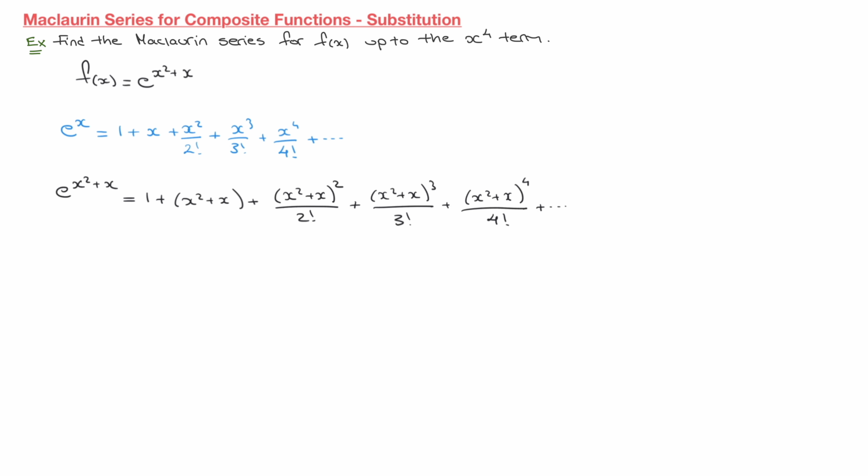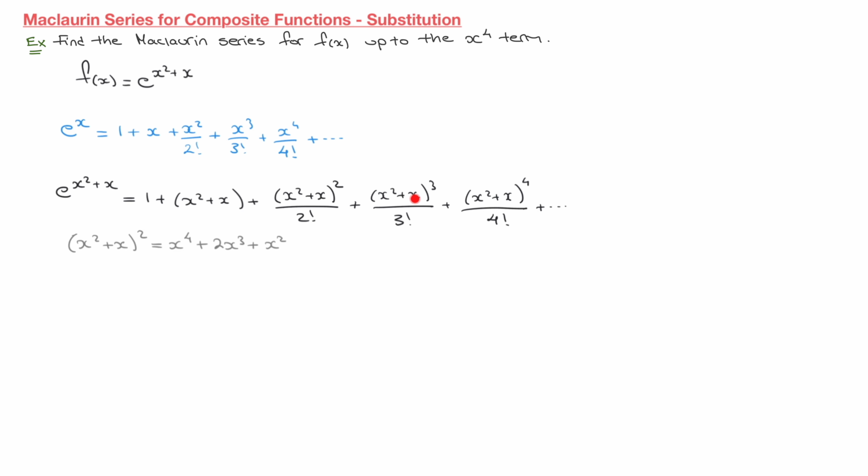And the way I like to do that is to take care of each of these pairs of parentheses separately, so that I can focus on one thing at a time. So if I take care of x²+x squared, well, that will be equal to x to the power of 4 plus 2x³ plus x squared.